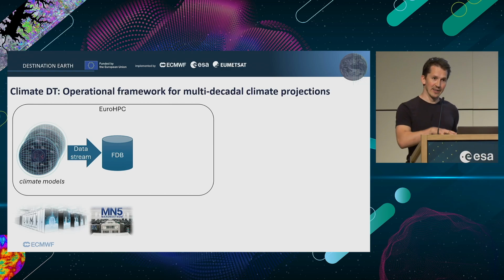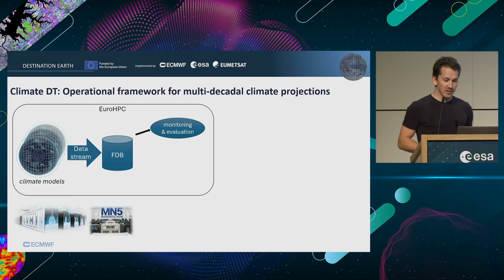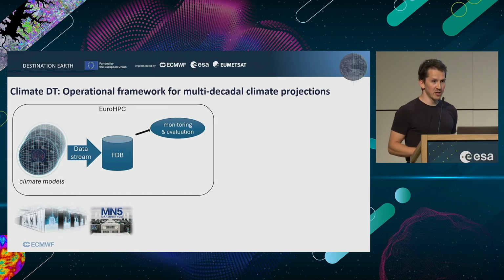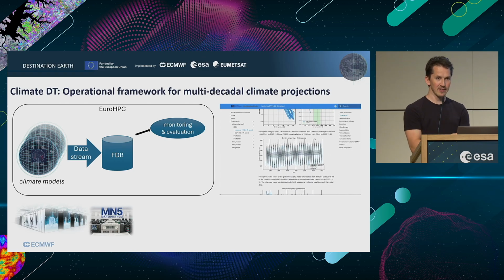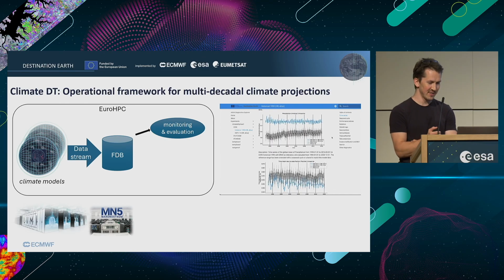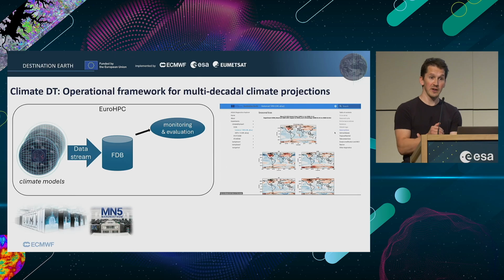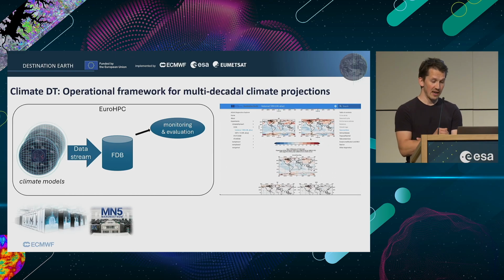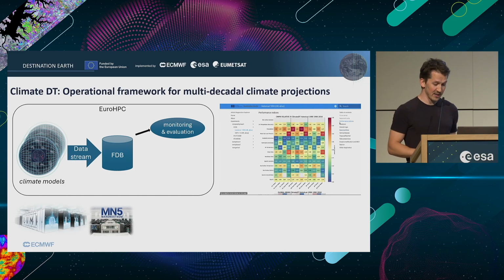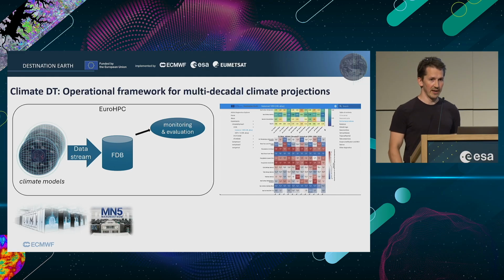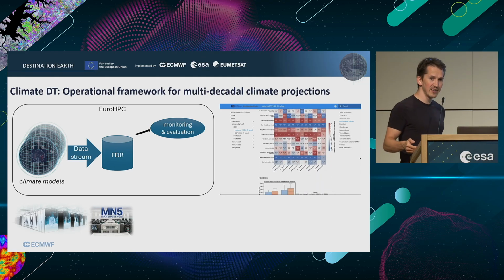Now, while the data is arriving in the database, there are a few things happening. So first of all, we have an online monitoring and evaluation framework running. And so what this does is it runs automatically a set of diagnostics that allow the model developers to monitor the status of the simulations and to see that everything is going as expected and to monitor the quality of the simulation. So that's comparing to a reanalysis, but also comparing the climate DT to current state-of-the-art CMIP models.